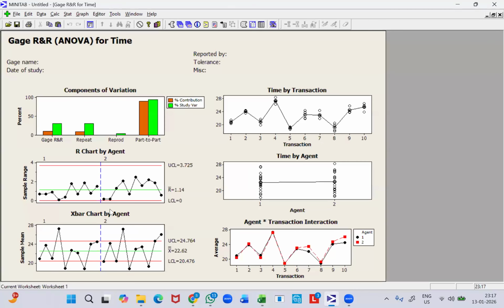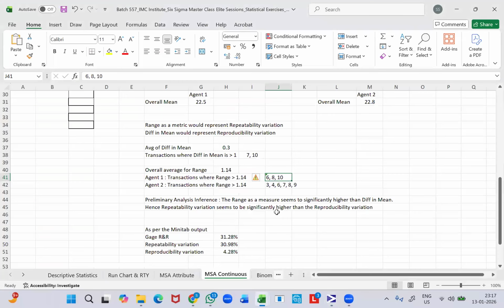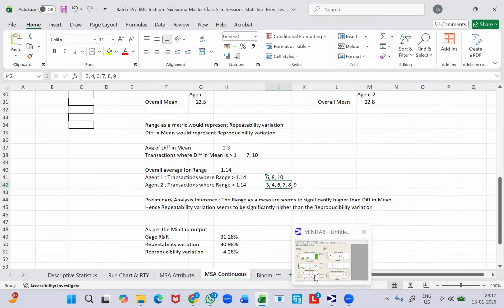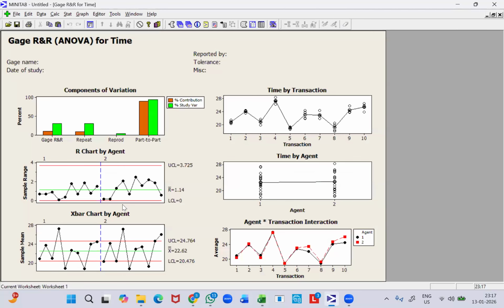Similarly, for agent 2, we have the third transaction, fourth, sixth, seventh, eighth, ninth. So 3, 4, 6, 7, 8, 9. These 6 transactions have range values in excess of 1.14 for agent 2. So the range chart clearly demonstrates that the output we got by performing the preliminary analysis is reflected here as well.